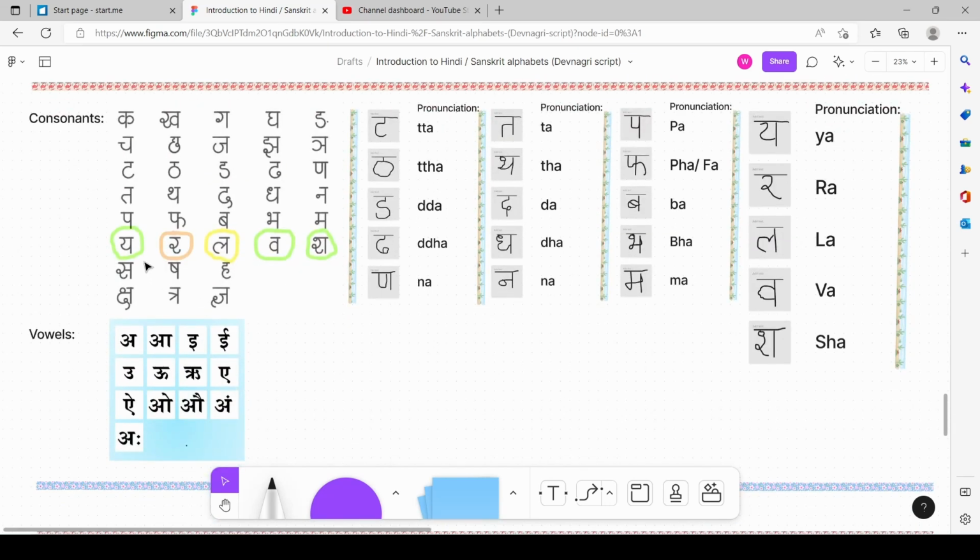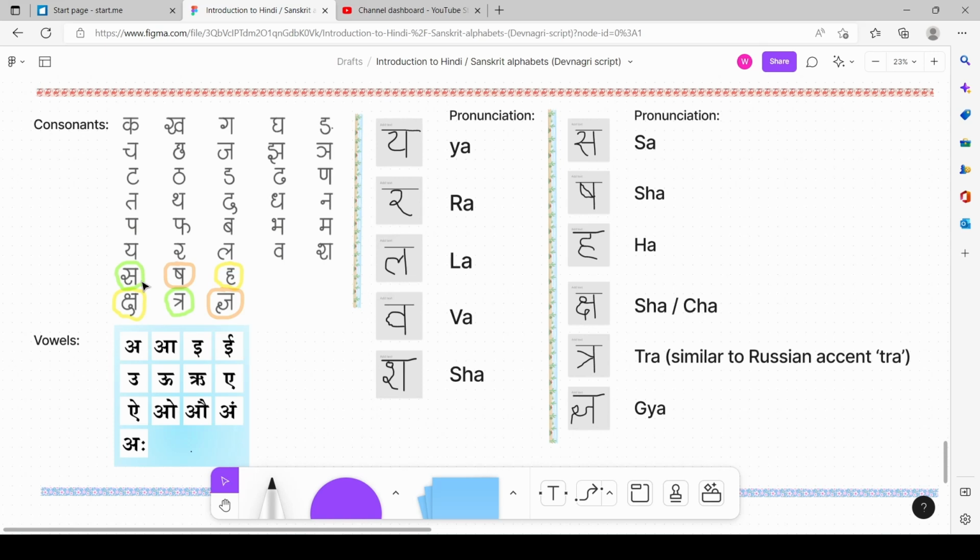The next ones are ya, ra, la, va, sha. This is what the pronunciation looks like. Ya, ra, la, va, sha.